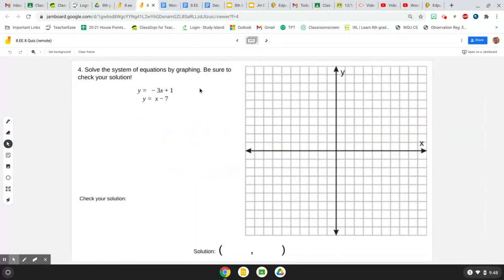Next one. All right, so now we're actually getting into solving. And this says solve the system of equations by graphing. Be sure to check your solution. Okay, well, they're already both in this y equals mx plus b format. So I don't really have to modify it. I can just go ahead and graph. Remember, when I graph, I start with my y-intercept. So for the first equation, I'm starting with that plus 1. So I'm going up 1 from my origin. And then I'm using the slope, which in this case is -3. And I'm going to put that over 1 because I need that rise over run.